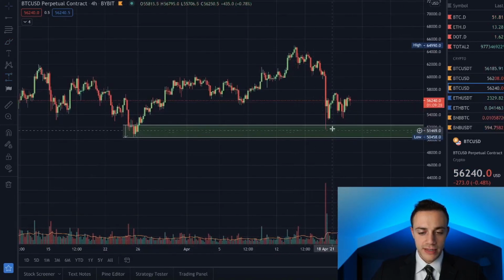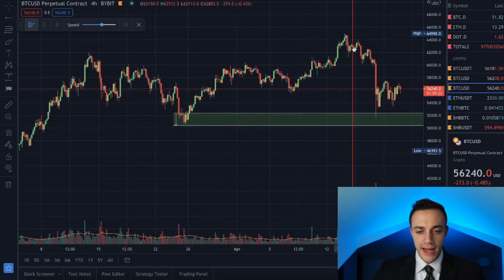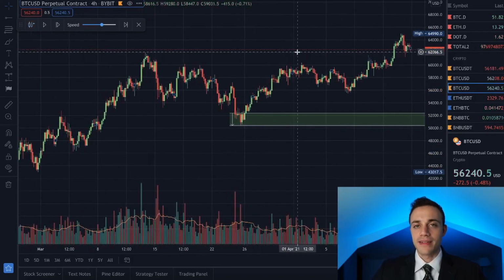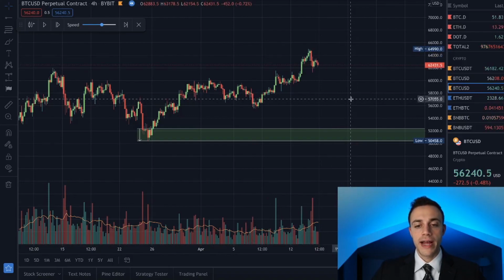From there, we can already see that during the flash crash, price wicked down into the zone. However, we're going to use our replay tool so that we can pretend that we move back in time and that this didn't happen yet. So we can see that price is up here, and now we're going to look for a point on the chart to enter into a trade.